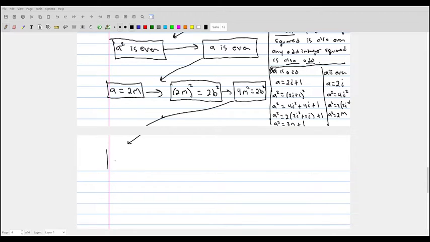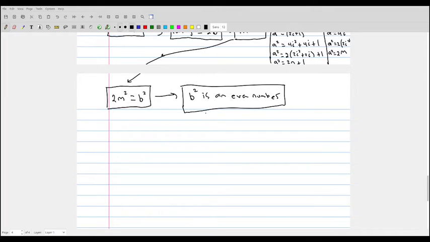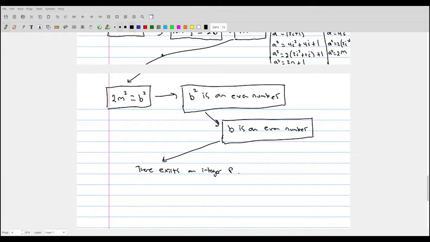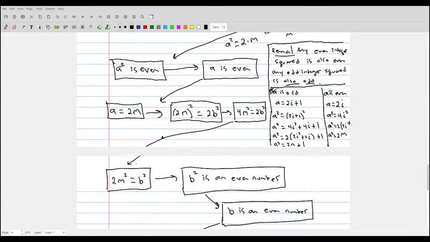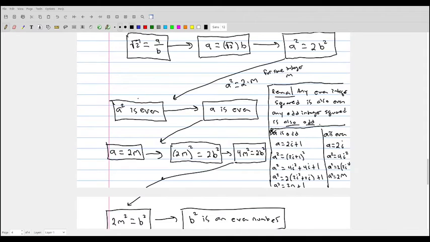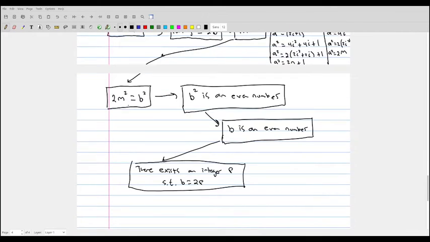the equation that 2 times m squared has to be equal to b squared, which gives us that b squared is an even number. And directly due to the previous lemma, this implies that b is an even number, which is the same thing as saying that there exists an integer, we'll call it p, such that b is equal to 2 times p. And we'll stop here and look back through the proof and see if we have derived a contradiction.